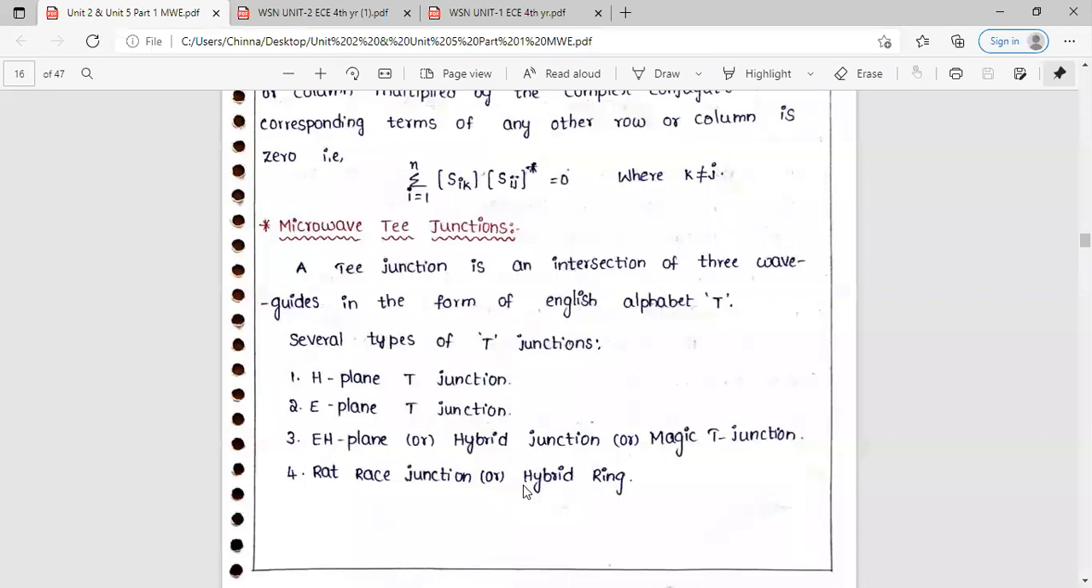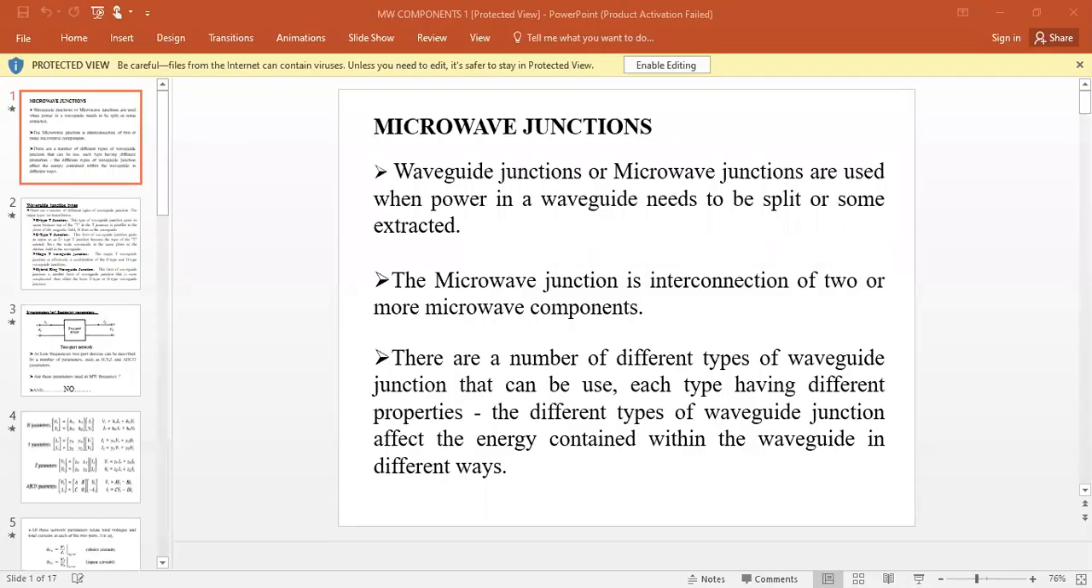Okay, you can see. Wait a minute. These are four types of T junctions. You can wait a minute. It is visible. Hello. Yes, sir. Yes, sir.